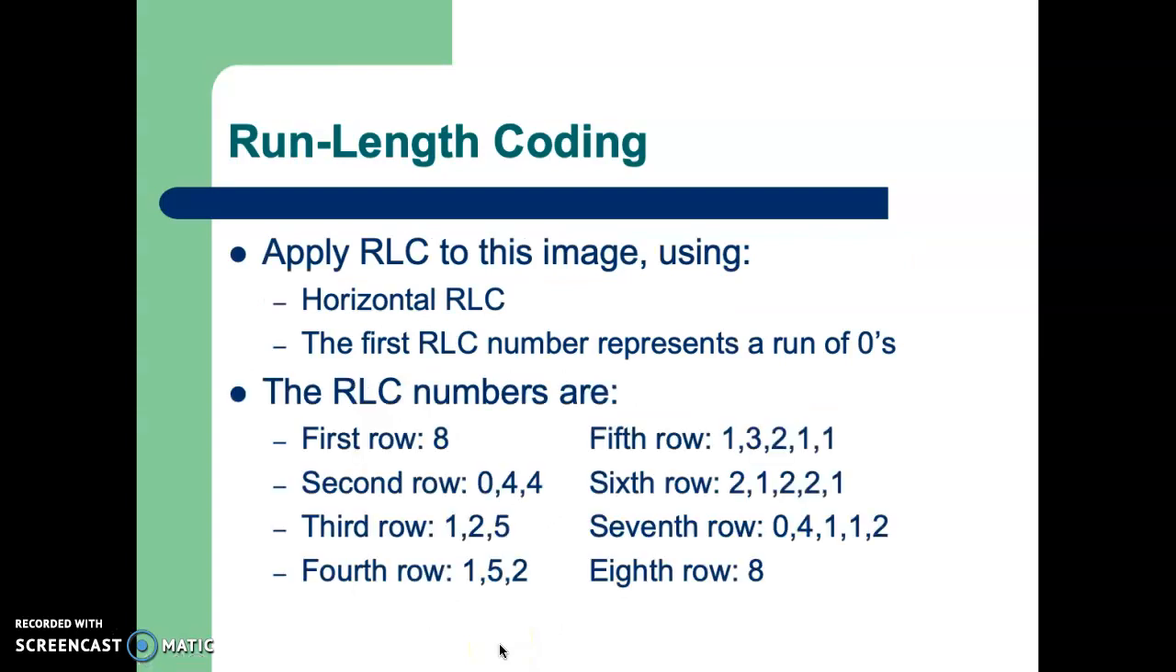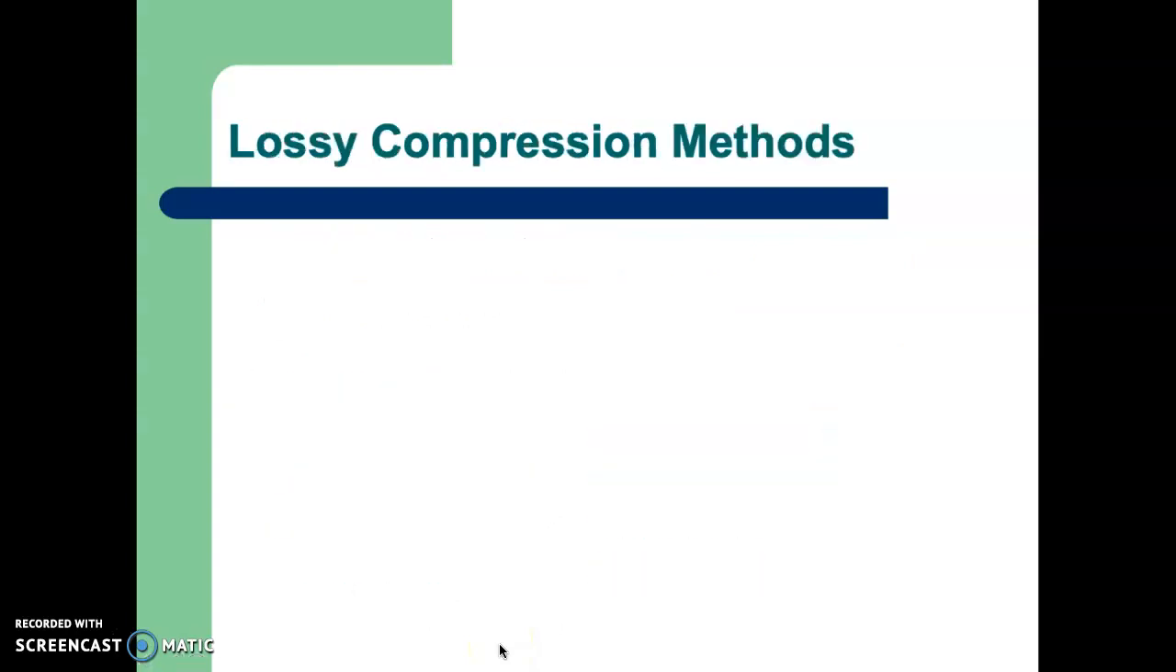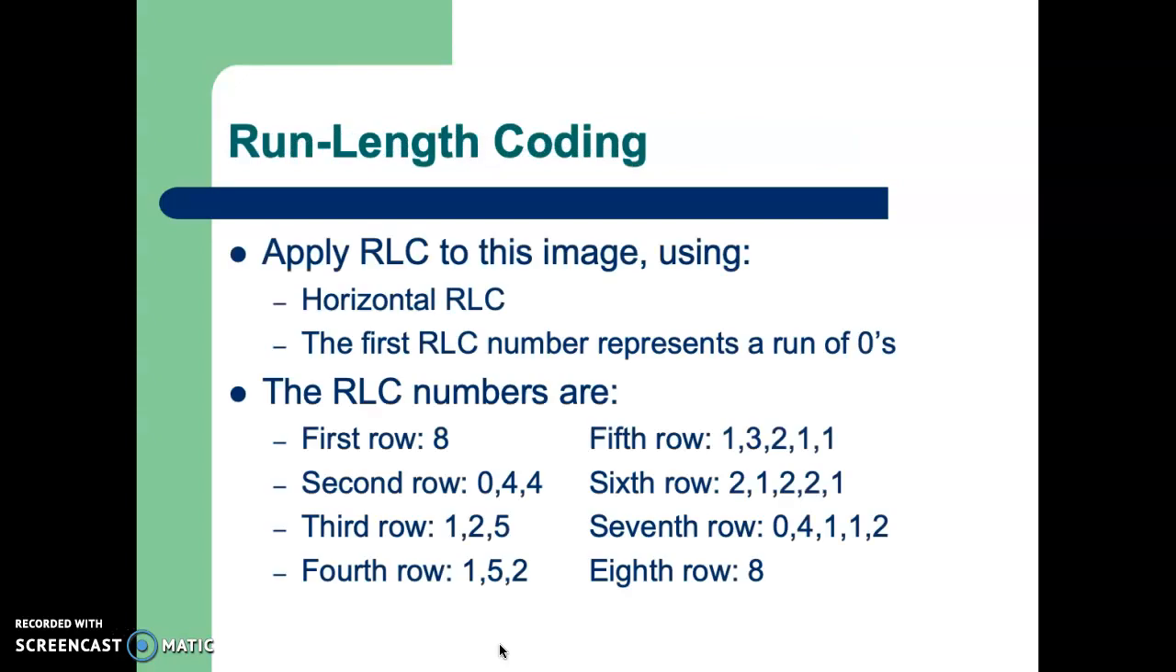You can see the example here. Apply RLC using horizontal, and the first run is 0. These are the two things that you have to identify first before you do the RLC: either it is horizontal or vertical, and what is the first run that you want to count. If the first run you want to count is 0, then look for the 0 first.